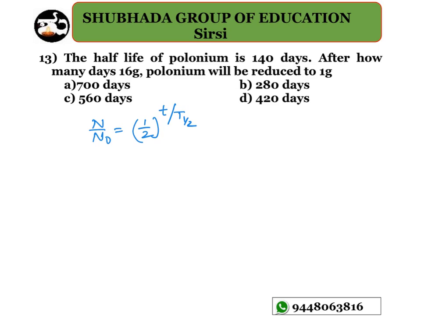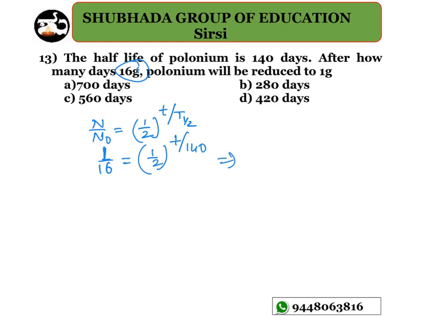That is 1 by 16, right? 16 grams. Okay, so after how many days will 16 grams per unit be reduced to 1 gram? In the sense, 1 by 16, actually it was 16, now it is becoming 1 here. 1 by 16 equals 1 by 2 to the power of t divided by t half, which is 140. T divided by 140, correct?